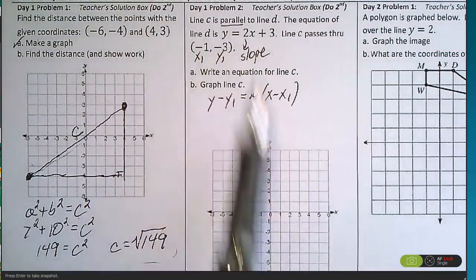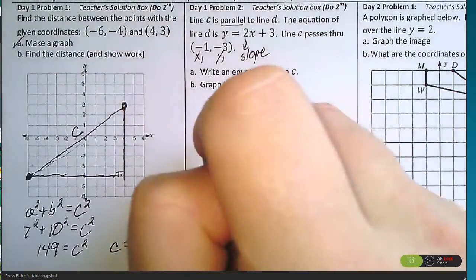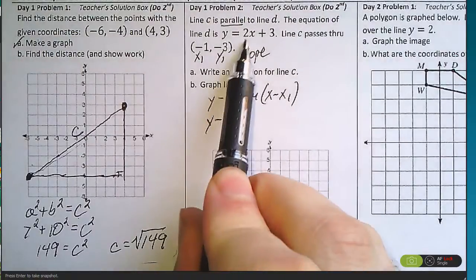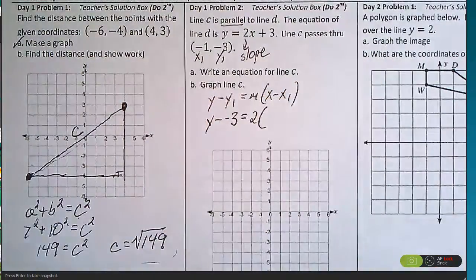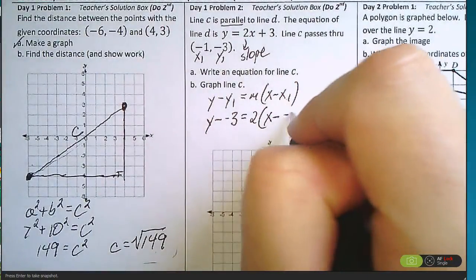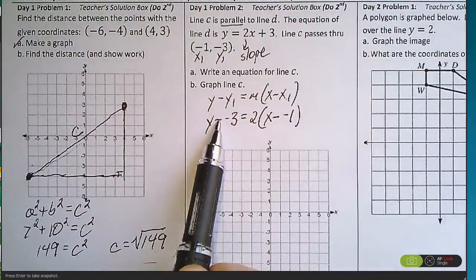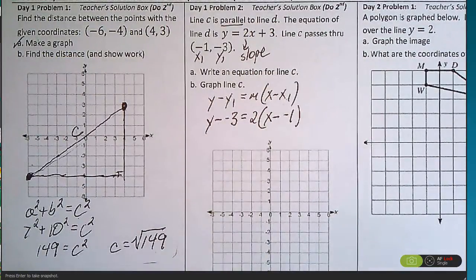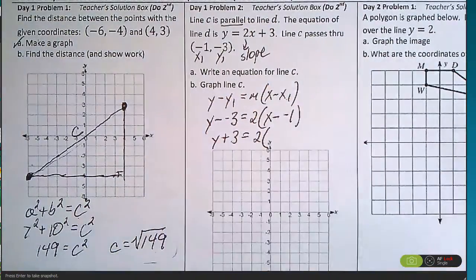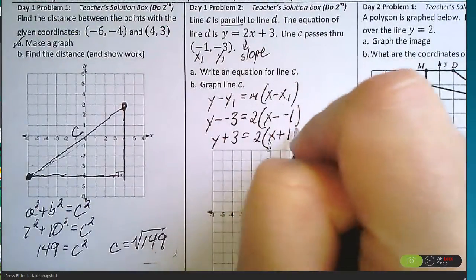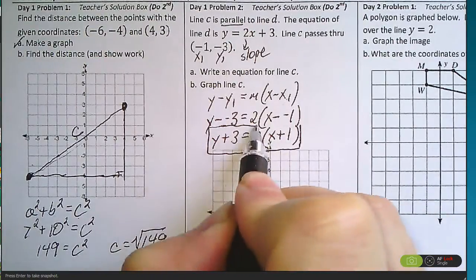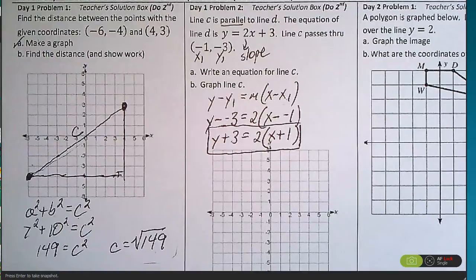So let's make those substitutions into this formula. Y minus, fill in the -3. For m, fill in the slope of 2. And then x minus, and for x1, fill in -1. Because of these double negative symbols, it's common to simplify this, creating the answer y plus 3 equals 2 times x plus 1. Here is an equation for line C. This equation is in a form called point-slope form.